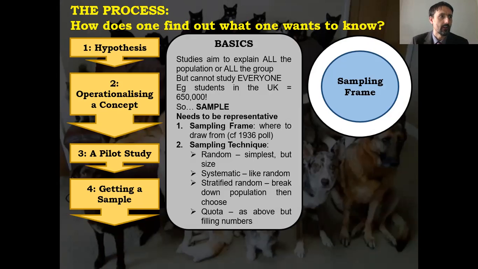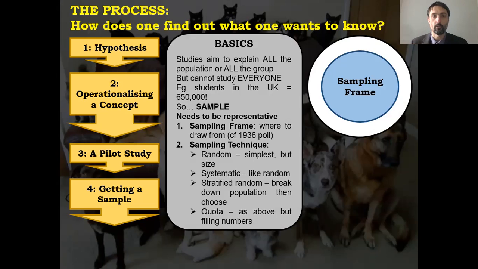So are you going to use electoral returns? Are you going to use the phone book again? Are you going to use, I don't know, internet databases? Once you've chosen your sampling frame, how are you going to pick from that sampling frame? Because even the sampling frame is going to be very large.